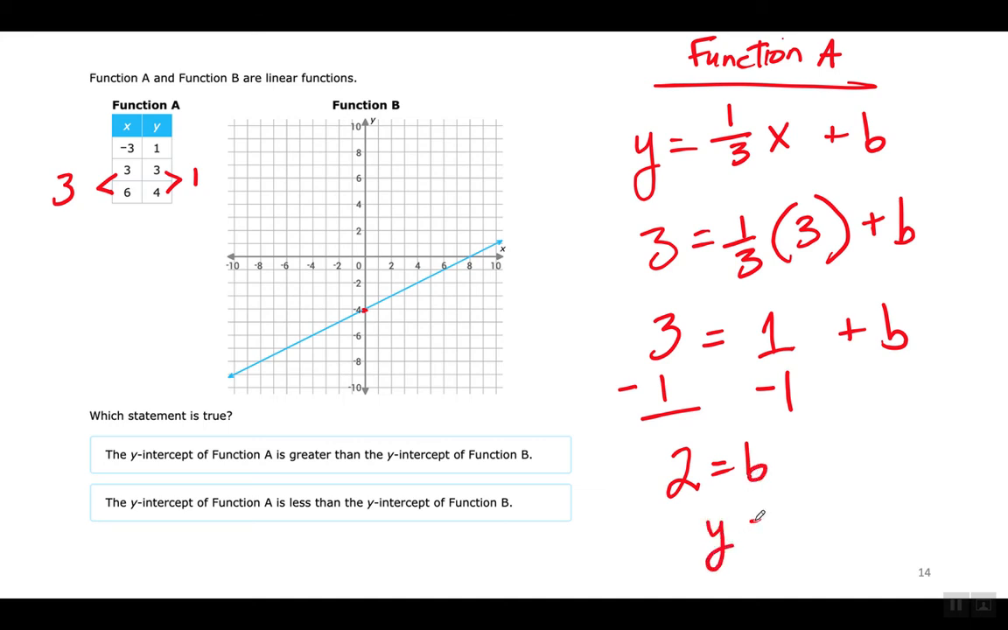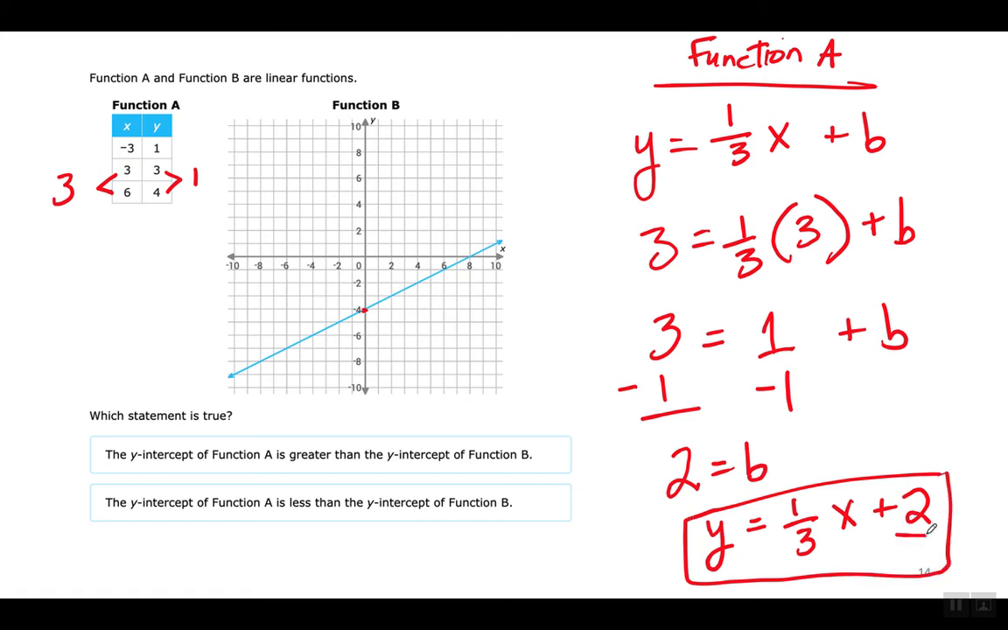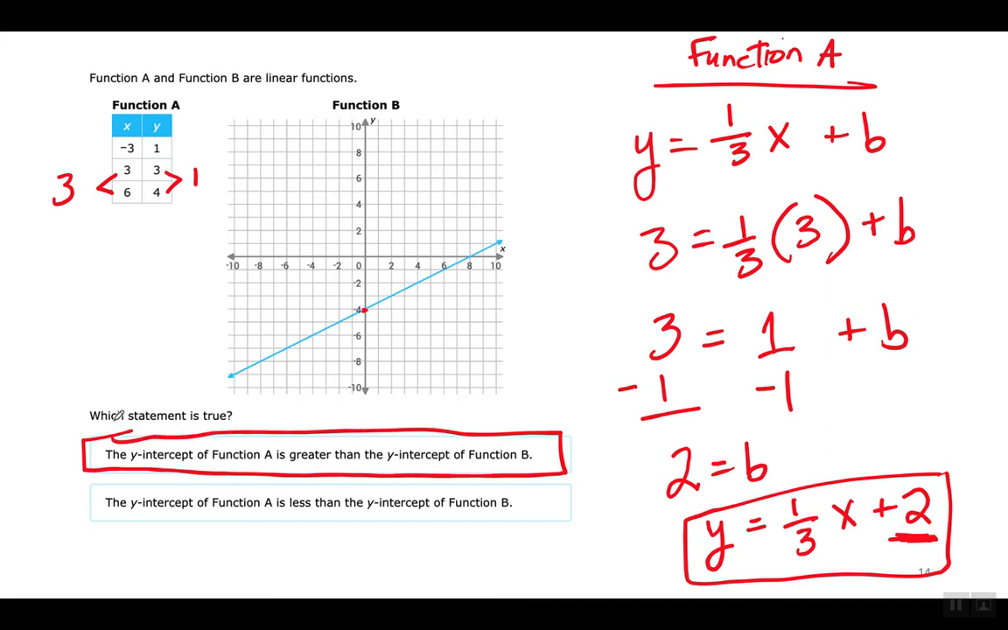So for function A, the equation in slope-intercept form would be y equals 1 over 3x plus 2. So that means that the y-intercept is positive 2, and in function B, the y-intercept is negative 4. So the correct answer is the y-intercept of function A is greater than the y-intercept of function B.